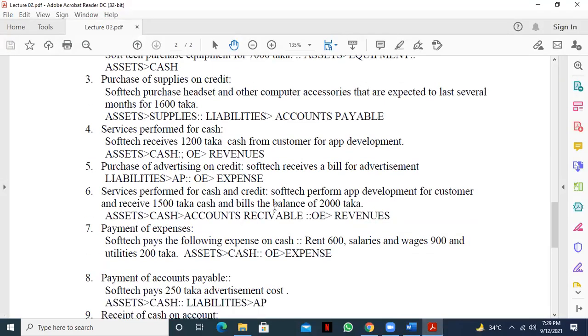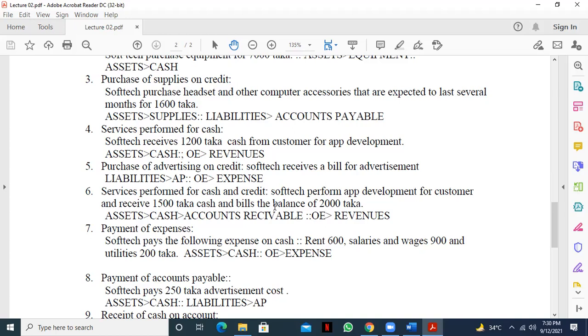Now I'll go to the next question, September 6. Services performed for cash and credit. ShopTech performs app development for a customer and receives 1500 taka cash and a bill for the balance of 2000 taka.